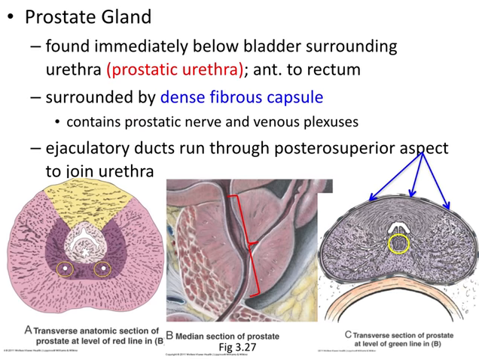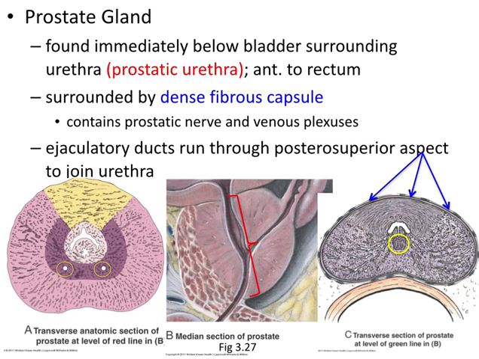Alright, so the prostate gland, again, just below the bladder, completely surrounds the urethra as it exits the bladder. Okay, and that's highlighted by that red bracket in the middle figure. So the urethra is completely surrounded by the prostate, and so that part of the urethra is called the prostatic urethra.